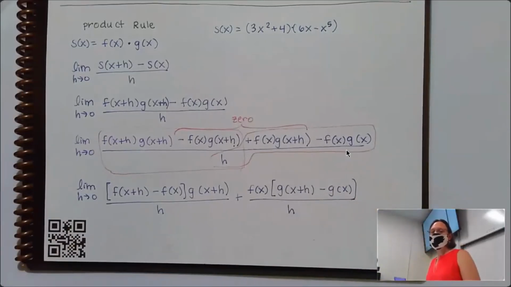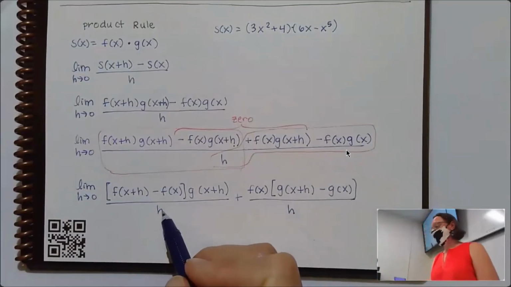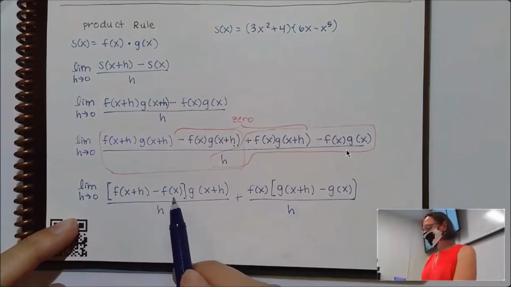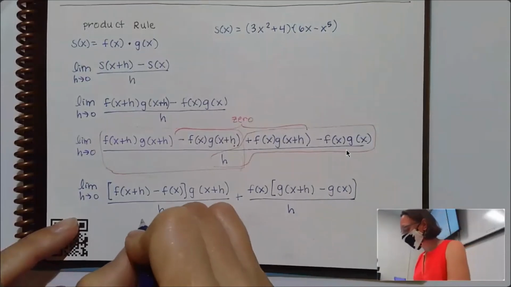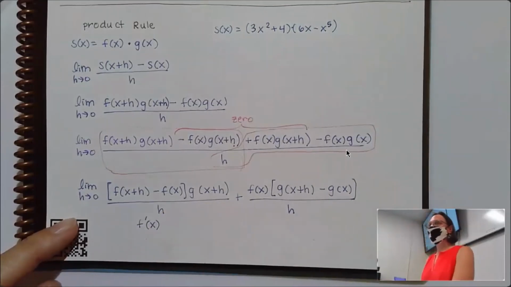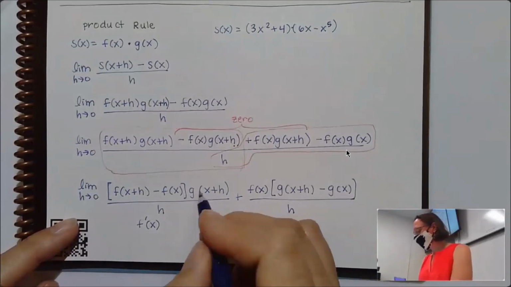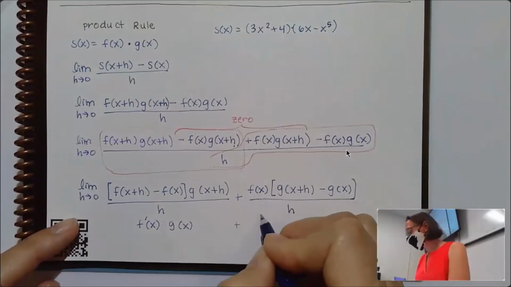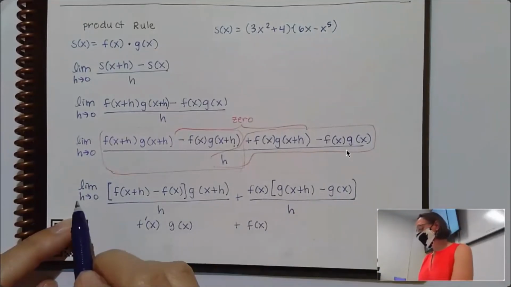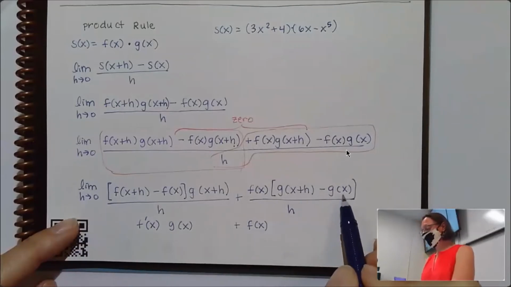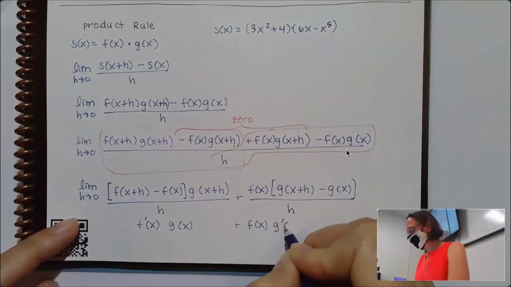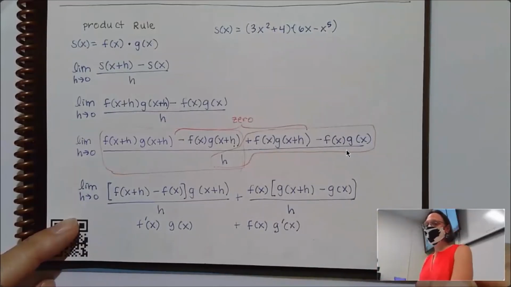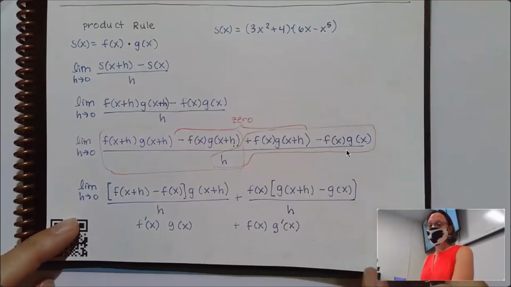And then the clever mathematician said, oh wait, we know what two of those things are. We've seen this thing before. The limit as h approaches 0 of f of x plus h minus f of x all over h, that's f prime. And when we plug in 0 for h over here, that just turns into g of x. Back here, I've got that f of x sitting around by itself. And the limit as h approaches 0 of g of x plus h minus g of x all over h is g prime. That's the product rule.